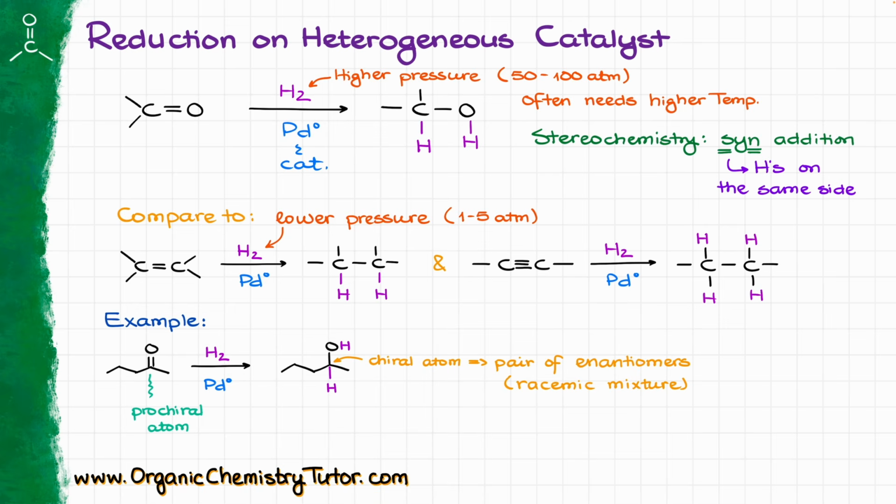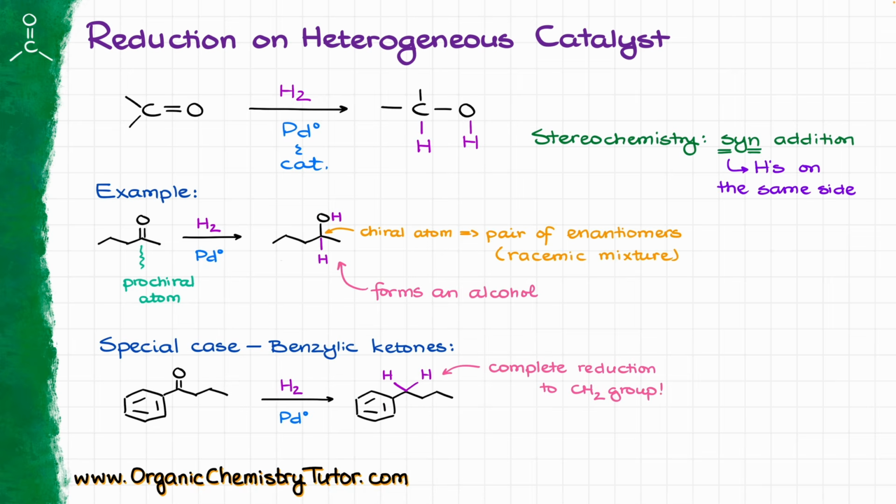So do pay attention to this reaction because it can potentially form stereoisomers. And before we move on, I want to point out one special case of hydrogenation. Generally speaking, whenever we do hydrogenation of our aldehydes or ketones, we are going to end up with the corresponding alcohol.